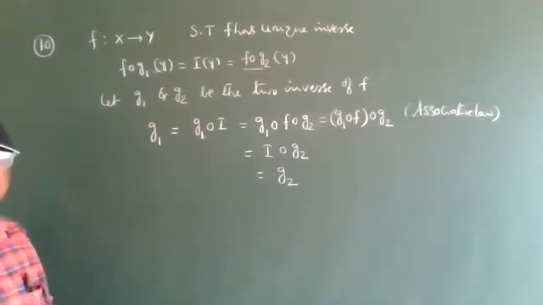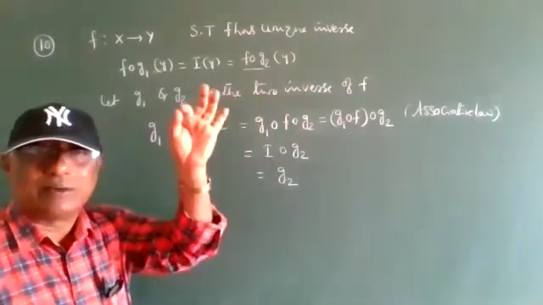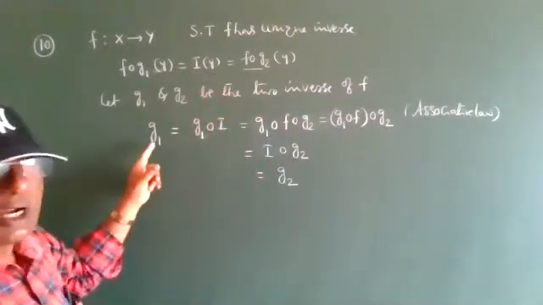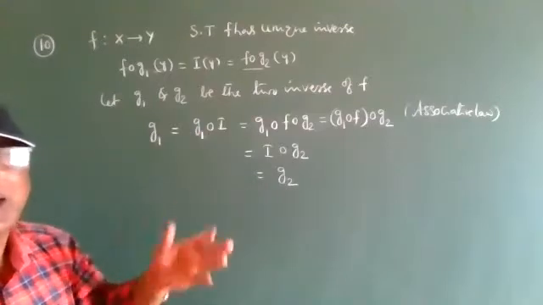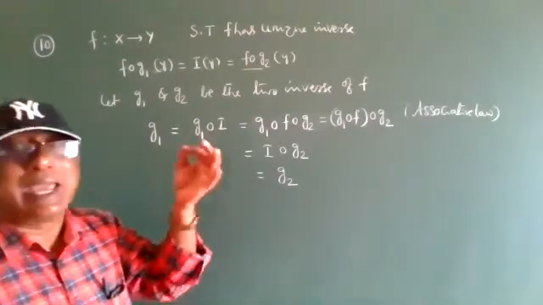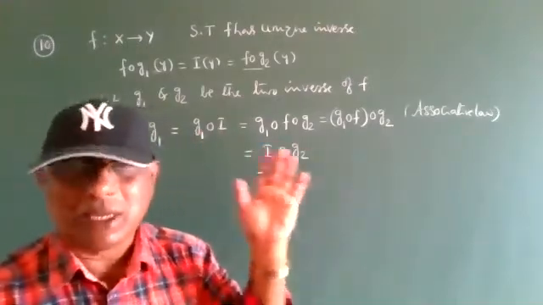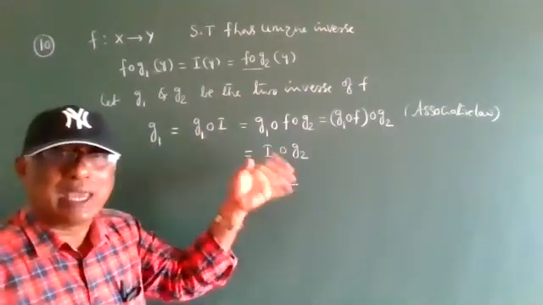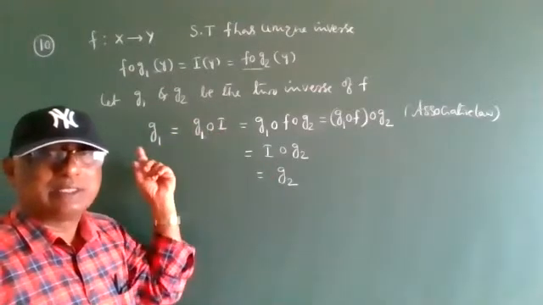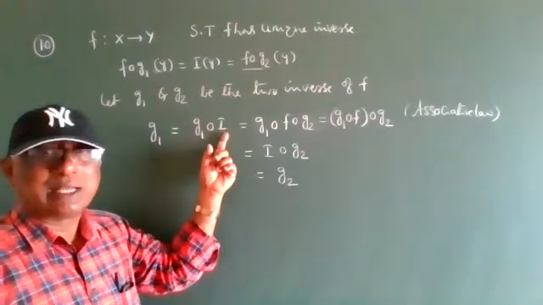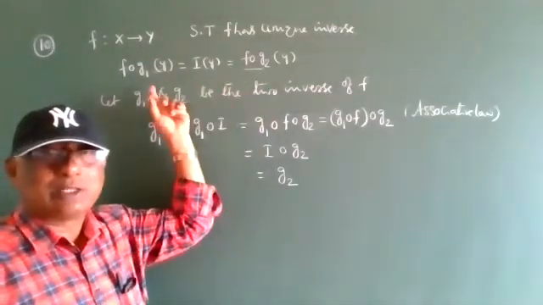Once again, everyone observe. G1 and G2 are the two inverses of the element F. I will start with G1. G1 is equal to G1 circle I. Identity gives the same: I of X is equal to X. So G1 circle I means G1 only. This value also is I.